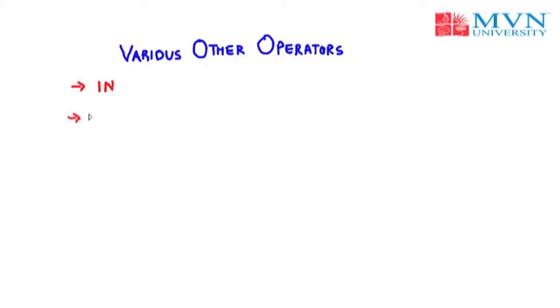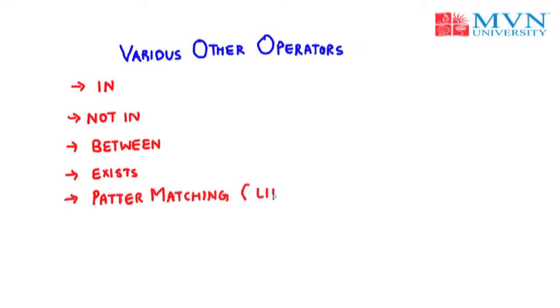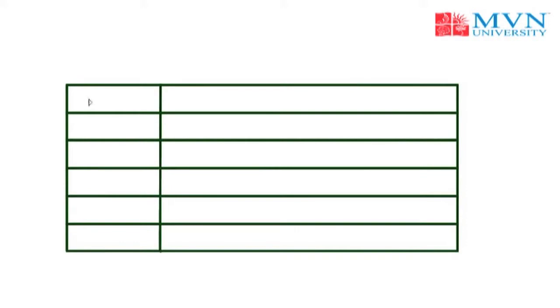Hello students, today in this lecture we will discuss the various other operators. The various other operators are the IN operator, NOT IN operator, BETWEEN operator, EXISTS, and LIKE, which is for pattern matching. Let us discuss these operators in detail. In the first column we have operators, and in the next column we have the description of the particular operator.